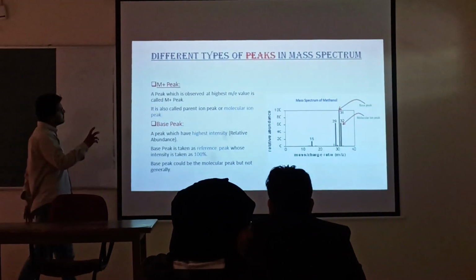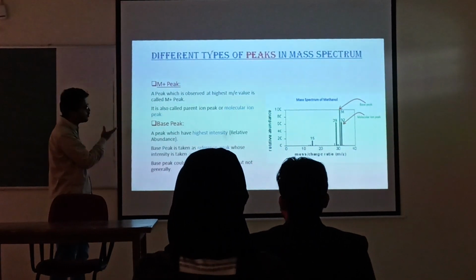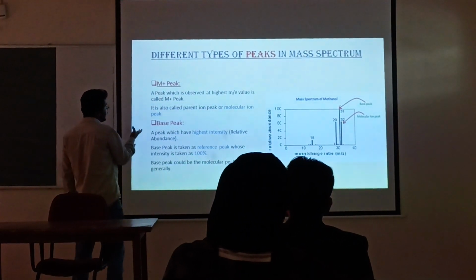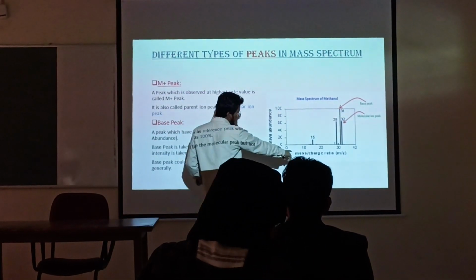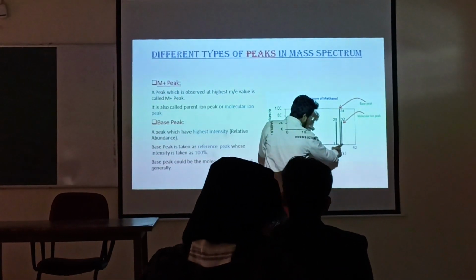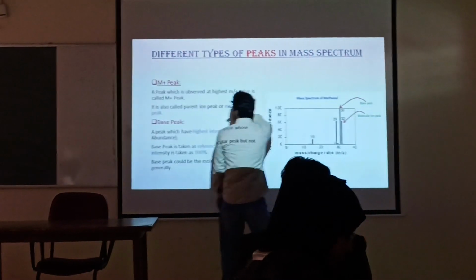Types of peaks in this mass spectrum. First is the M plus peak, which is also called the molecular ion peak, and it is observed at the highest m/e value. It means on the x-axis there will be the highest value, and that peak is called the M plus peak.